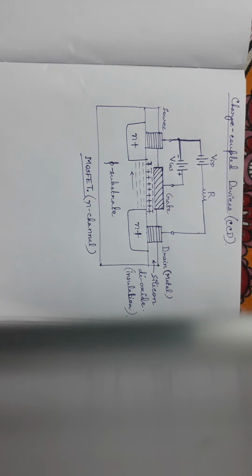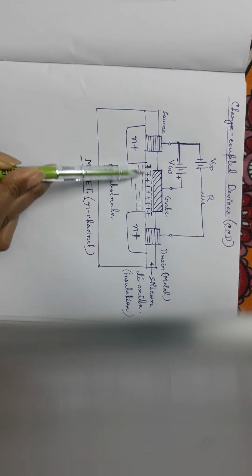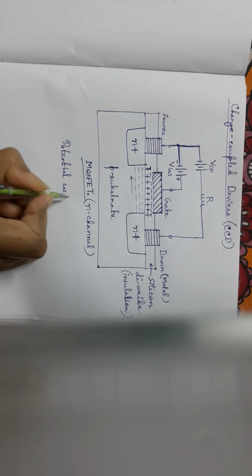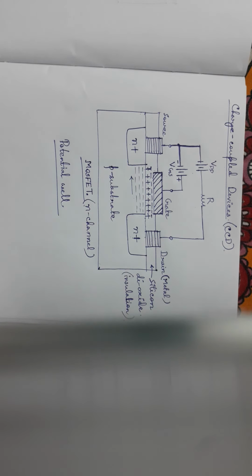Now, there is another point: this layer of charge formed in a MOSFET is also known as potential well. So we can say that this potential well is capable of accepting a packet of negative charges, and data in the form of charge is transferred from one device to the adjacent device by clocking their gates.